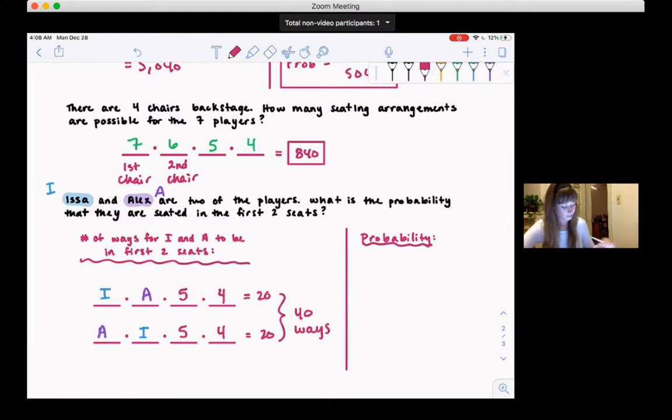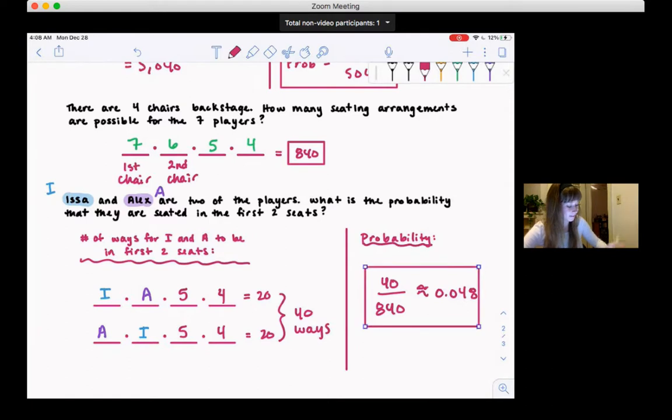Then our probability is going to be 40, that's the number of ways this can happen, divided by the total number of arrangements, which is 840. That's about equal to 0.048. That's pretty small. So it's not likely that that's going to happen.